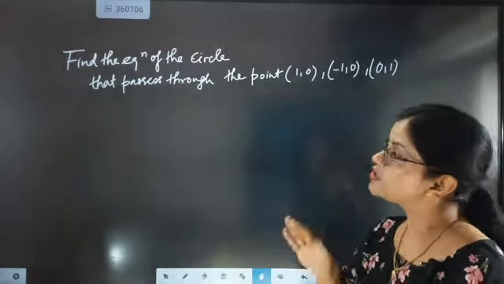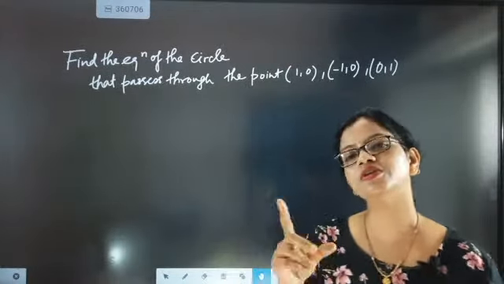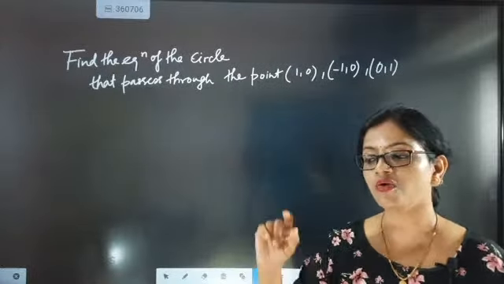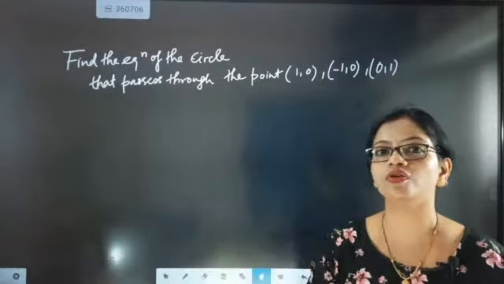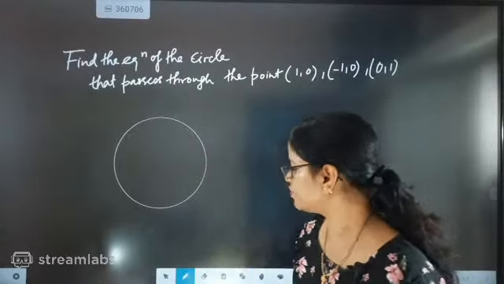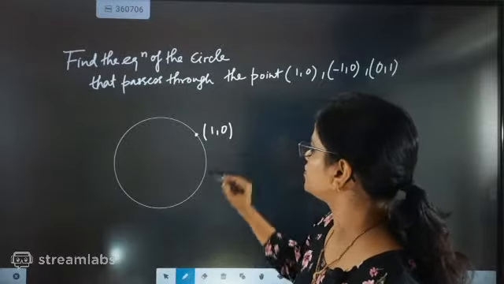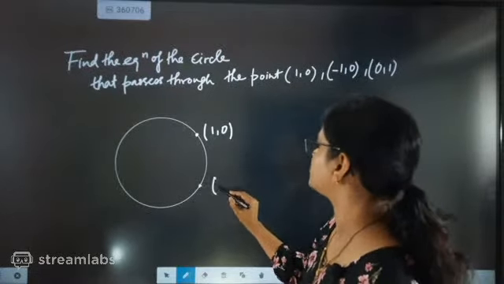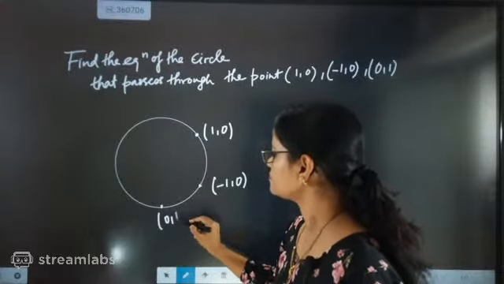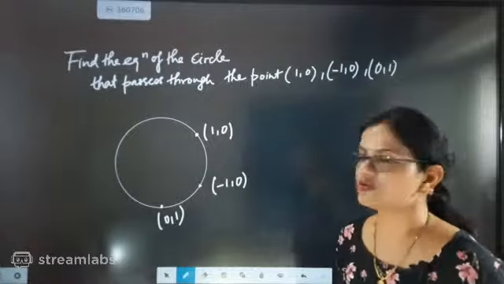So these are the 3 points. These are the 3 points present on the circumference of the circle, that is what they have told. Now we have to find the equation of the circle. Literally, one circle is given to you, and in that circle 3 points are given: 1 comma 0, minus 1 comma 0 and 0 comma 1. So these are the 3 points present on the circumference of the circle.